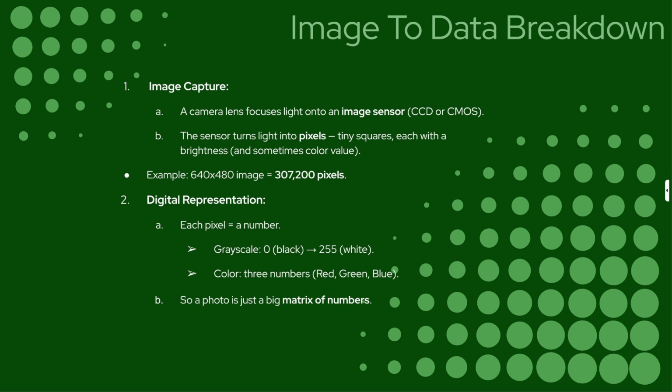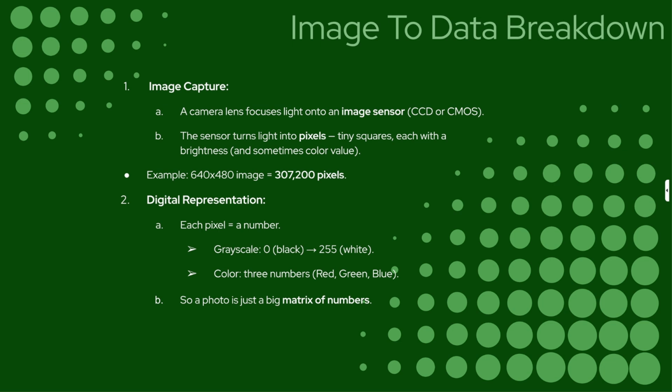Now, stage 2 is digital representation. So once we've captured that image, the image is represented digitally by numbers. So in like a grayscale, 0 is going to be black, and then we go all the way up to 255, which is white. In color, each pixel is represented by 3 values. It's our RGB colors, red, green, blue.